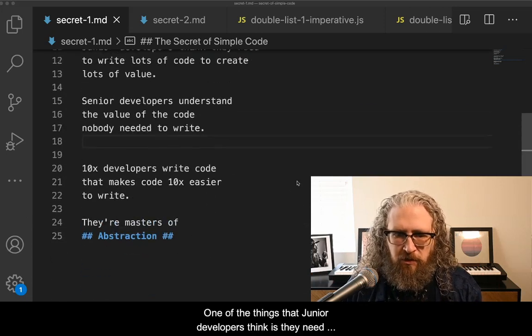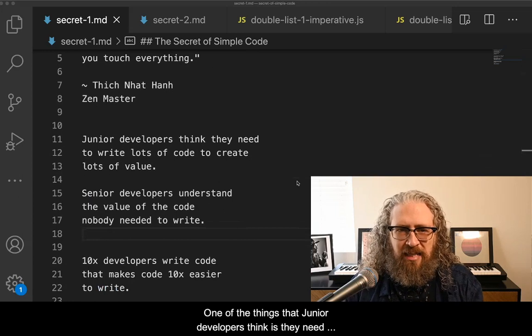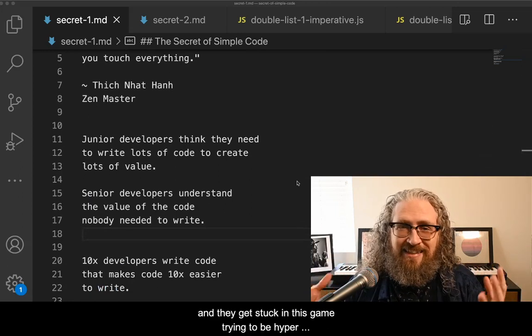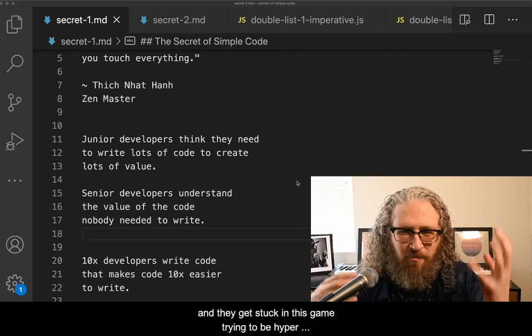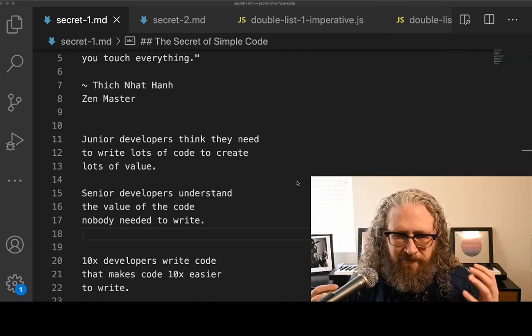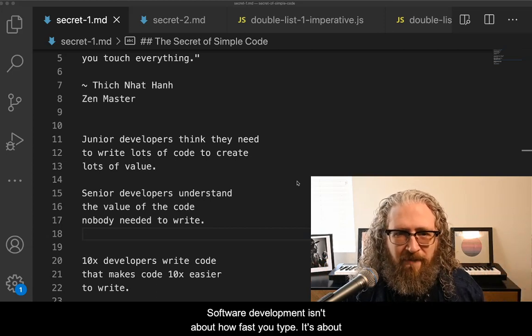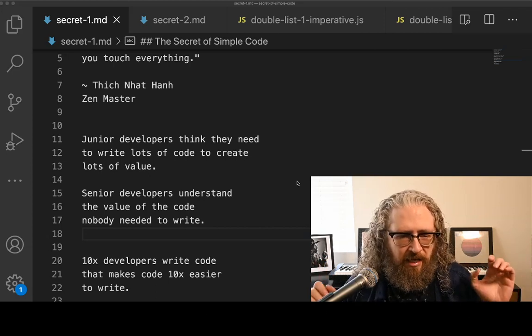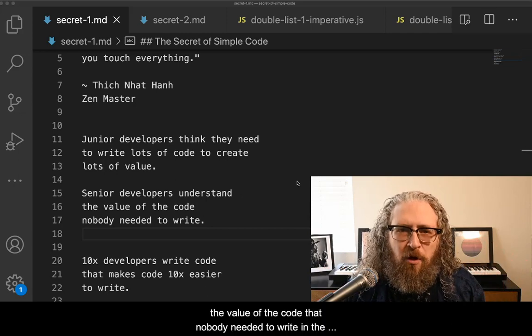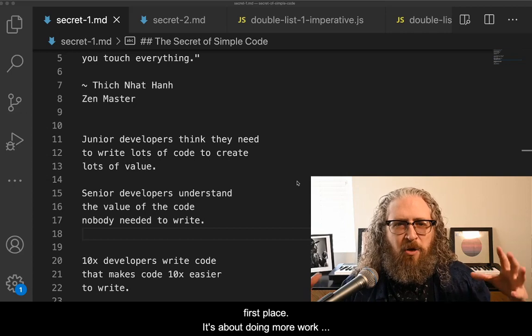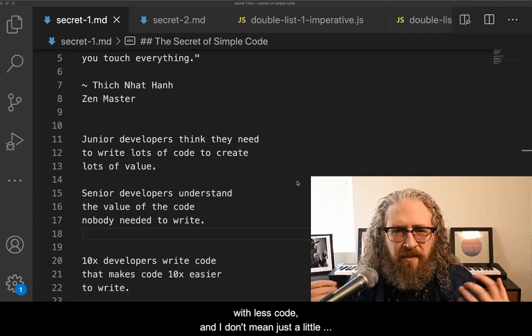One of the things that junior developers think is they need to write lots and lots of code to create lots and lots of value. And they get stuck in this game trying to be hyper productive by typing faster. But software development isn't about how fast you type. It's about the value of the code that nobody needed to write in the first place. It's about doing more work with less code.